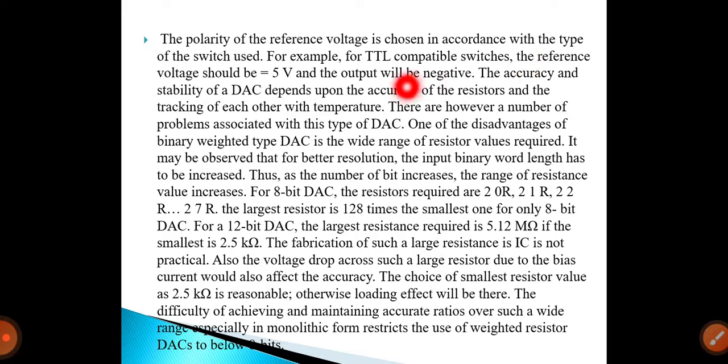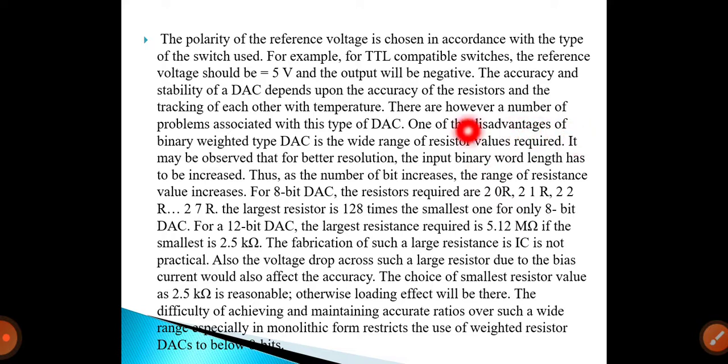The reference voltage will be 5 volts. The output will be negative. Why negative? It has negative feedback. Accuracy and stability of the DAC depends on the accuracy of the resistors and the tracking of each other with temperature. There are, however, a number of problems associated with this type of DAC.